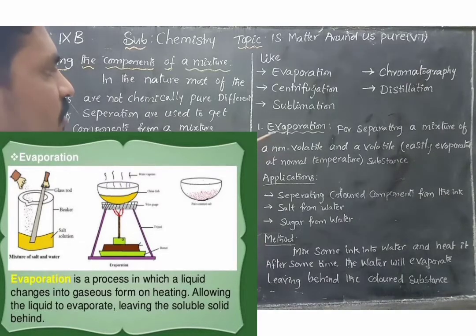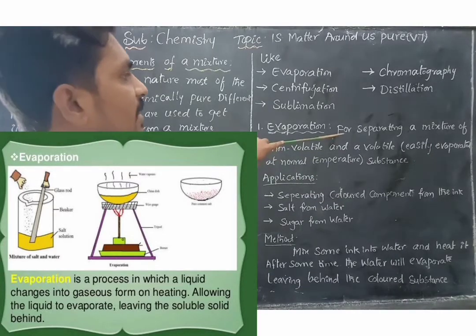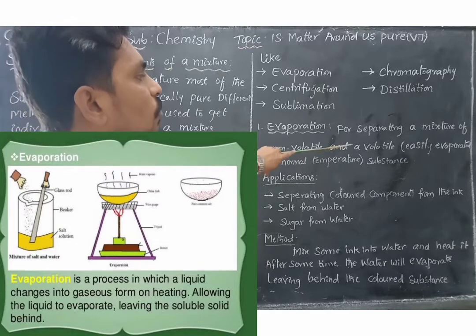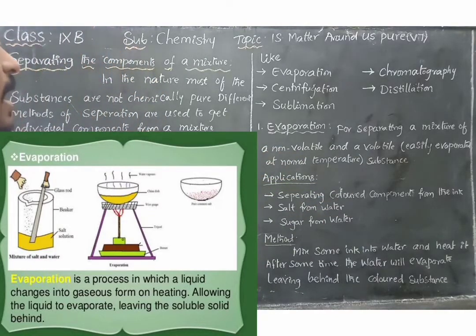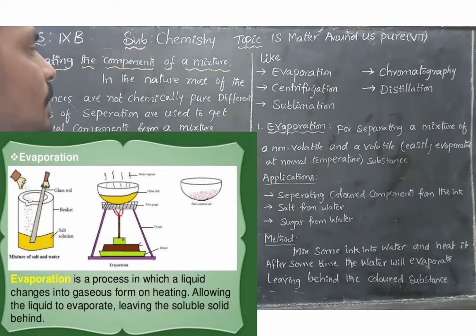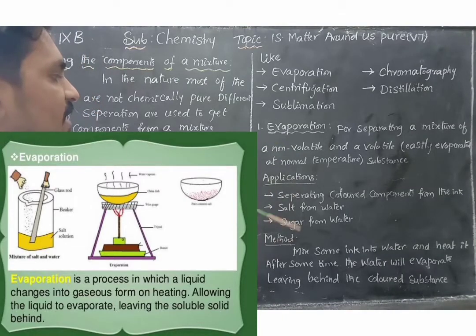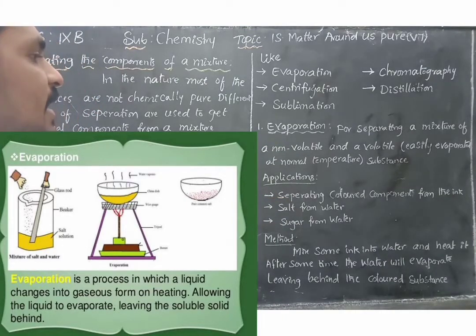First one, evaporation. The evaporation technique is used to separate a mixture of a non-volatile and a volatile substance. Volatile means easily evaporated at normal temperature. At a specified temperature, it easily evaporates. The technique is called evaporation. You can see the diagram also. This technique is used for separating the colored components from ink. If any components are present in the ink and I want to separate them, what technique do we use? Evaporation. Even salt from water.